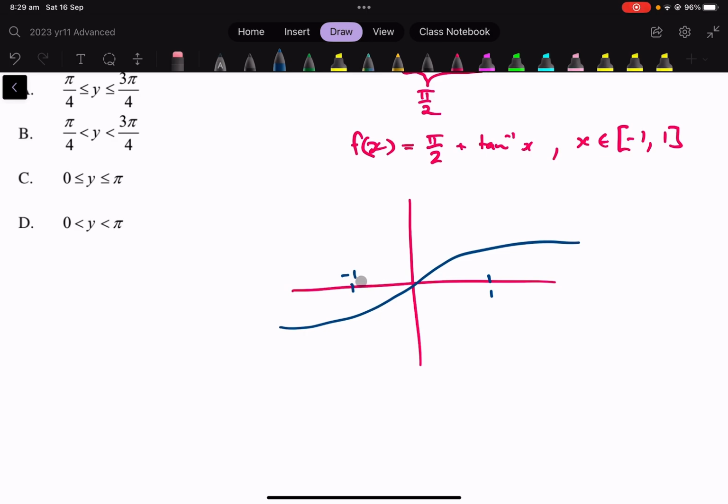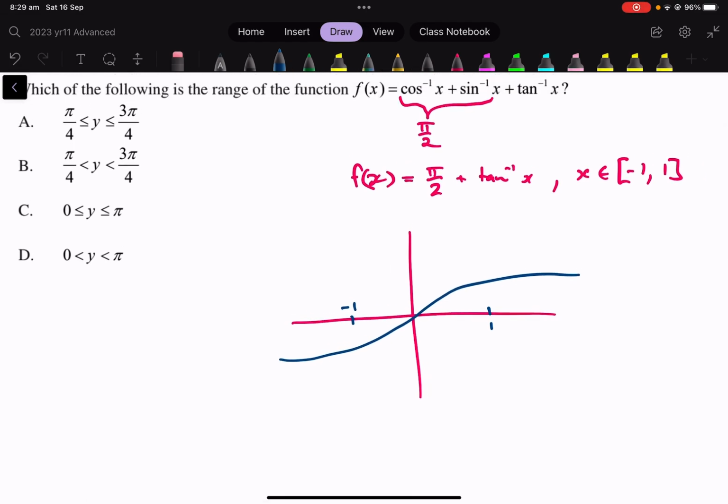So we want to find what is arctan at -1, and then shift it up pi on 2, and then what is arctan at 1, and then add pi on 2 to that. So that's where we get our answer for that, which is pi on whichever it was.